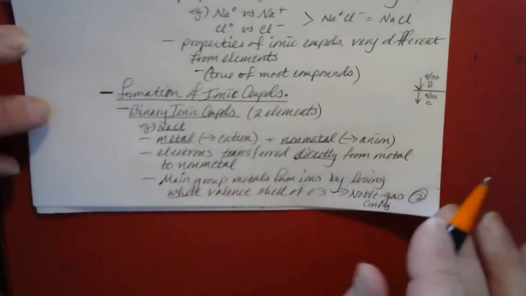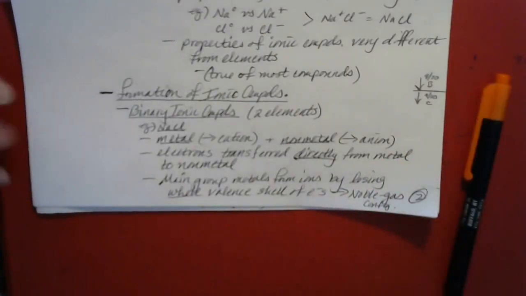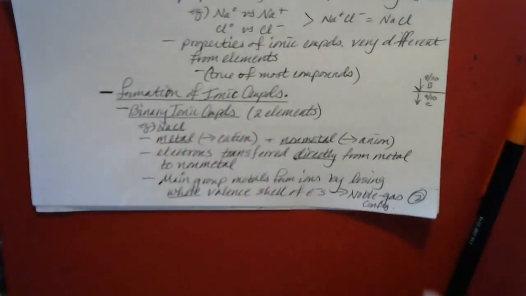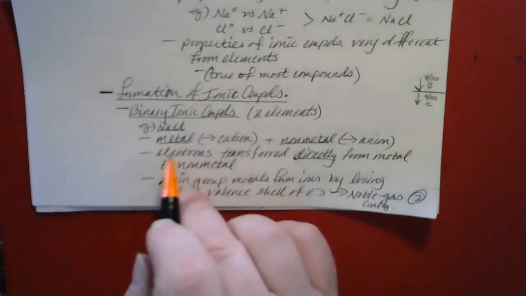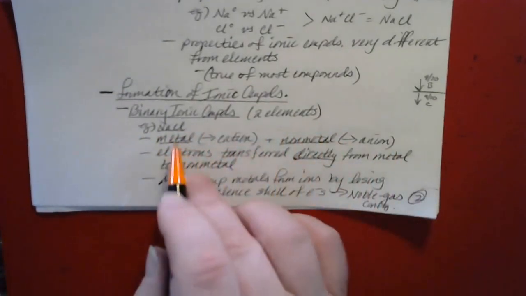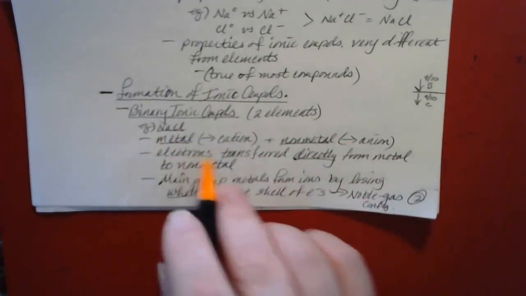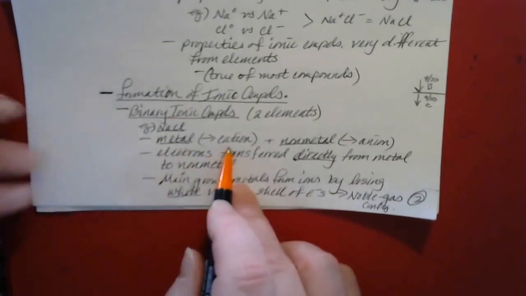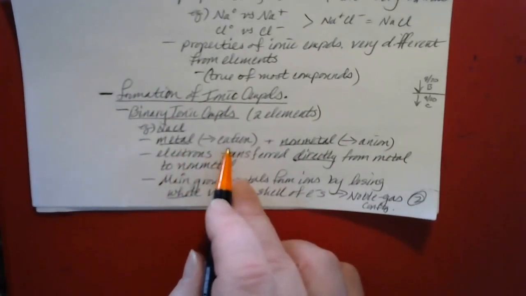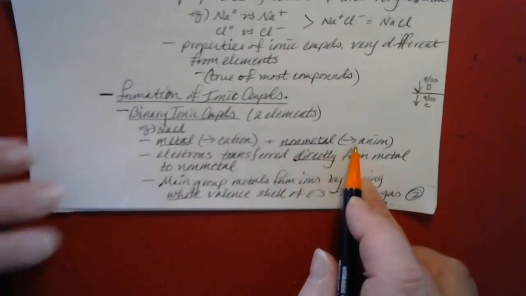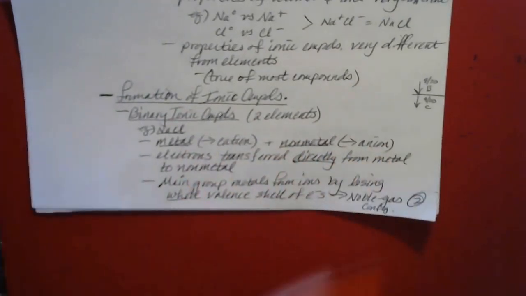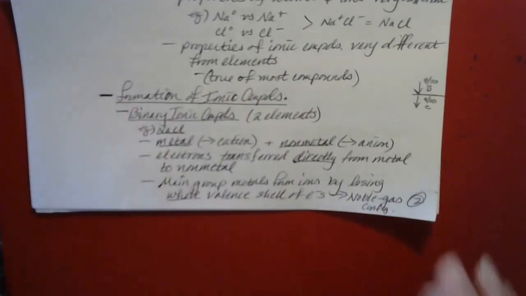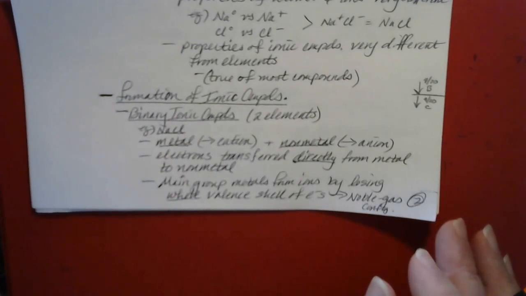Okay, continuing with the formation of ionic compounds. Binary ionic compounds, compounds that involve two elements like sodium chloride, will involve a metal and a nonmetal. As we've said before, the metal loses some valence electrons to form a cation. The nonmetal gains some valence electrons to form an anion, and then the attraction between the positive and negative ions is the ionic bond itself. That's what keeps the compound together.